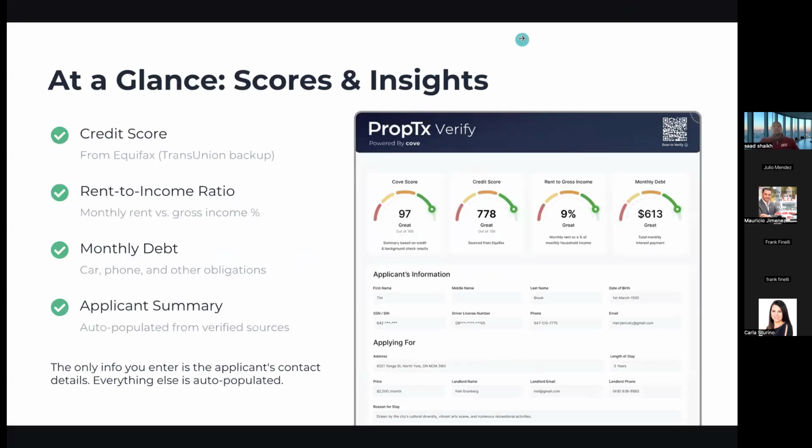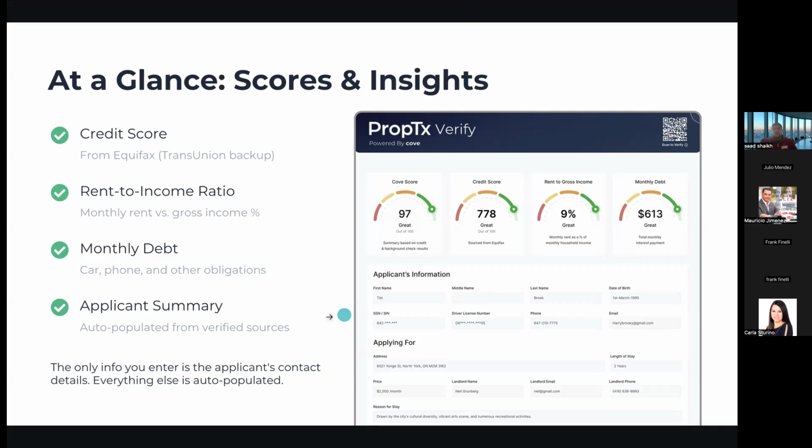Right away, you'll get scores and metrics to give you quick insights about the report. You'll get a score from Equifax. You will get a ratio of rent to gross income, monthly rent and monthly gross income put together. You'll get a ratio. The lower, the better. If they're co-applicants, it'll be combined as a household income ratio, and monthly debt. On a monthly basis, how many obligations do they have? Car payments, phone payments, credit card payments, things like that.